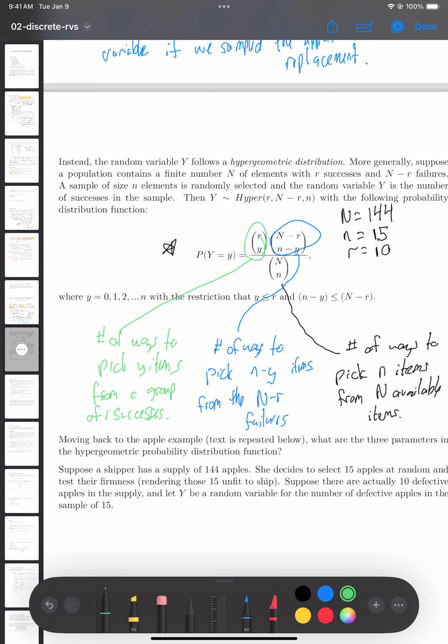The final little pieces that we have are these restrictions here. So y has to be less than or equal to r. That makes intuitive sense because the number of successes in our sample cannot be more than the number of successes in the population. A similar logic follows for the number of failures. Lowercase n minus y, that's the number of failures in our sample. That cannot be more than the number of failures in the population.